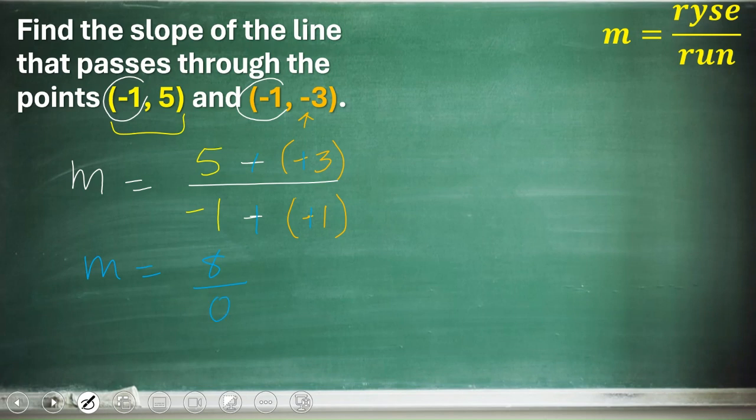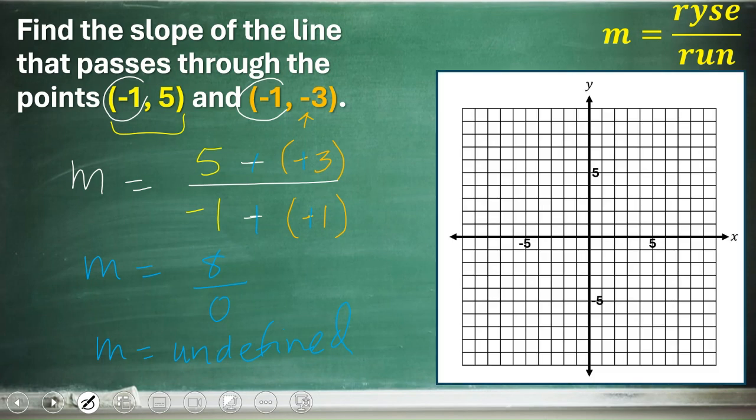Oh my goodness. We cannot divide by 0. It's not possible. So what this tells me is my slope is undefined. This happens anytime we get 0 in the denominator. So let's talk about why that is using the graph.